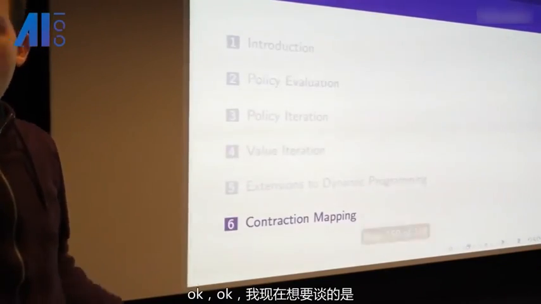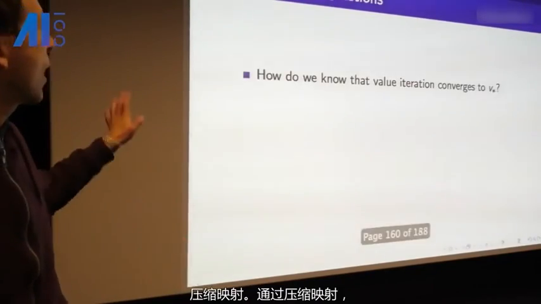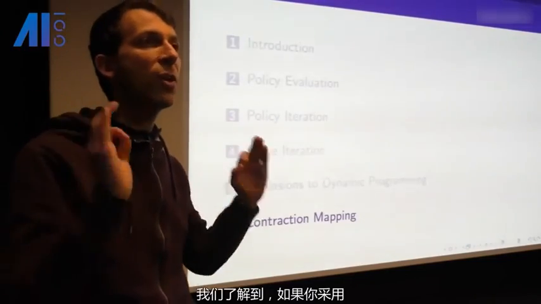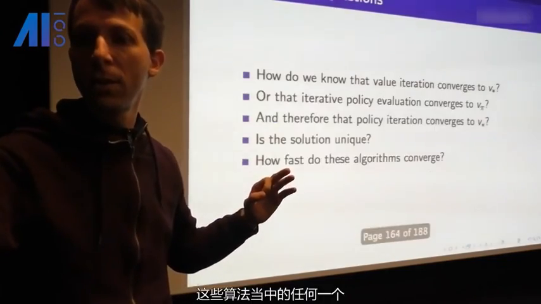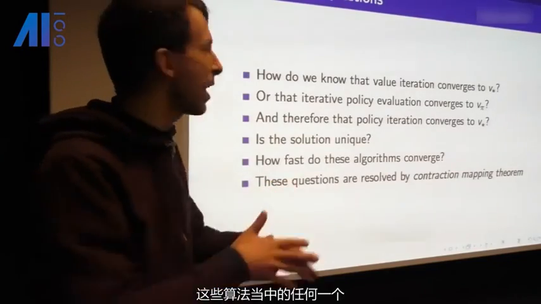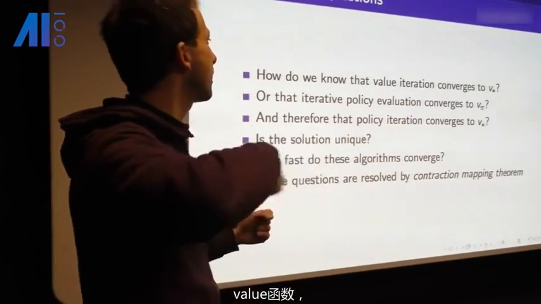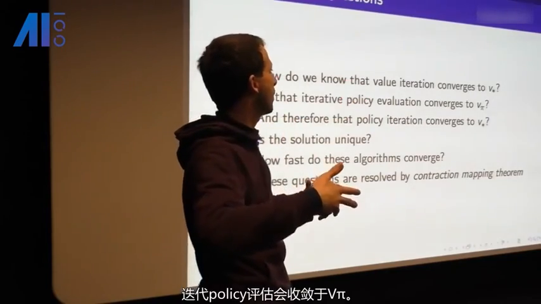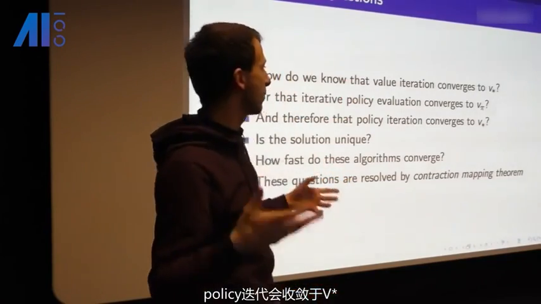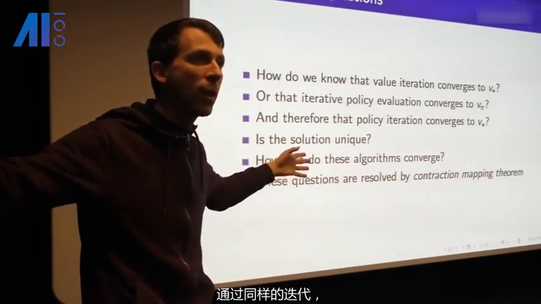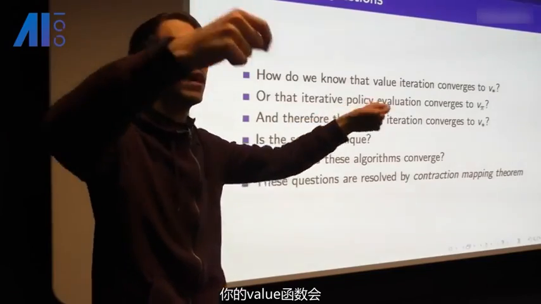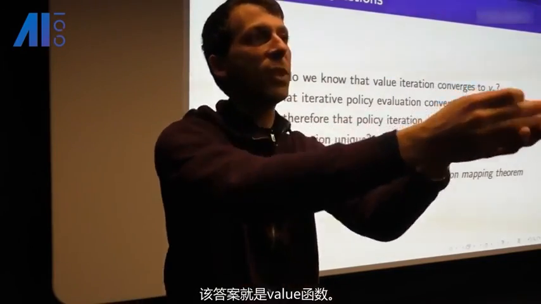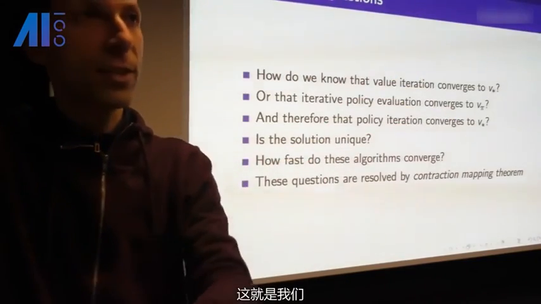Okay. I just want to point out that contraction mapping is in the lecture notes. It basically shows you that if you start with any one of these algorithms, value iteration converges to V star, iterative policy evaluation converges to V pi, and policy iteration converges to V star. The way that all of these work is by the same iterations. They bring your value functions closer and closer together until you find one unique solution, which is the value function in that case. So that's just in the lecture notes.